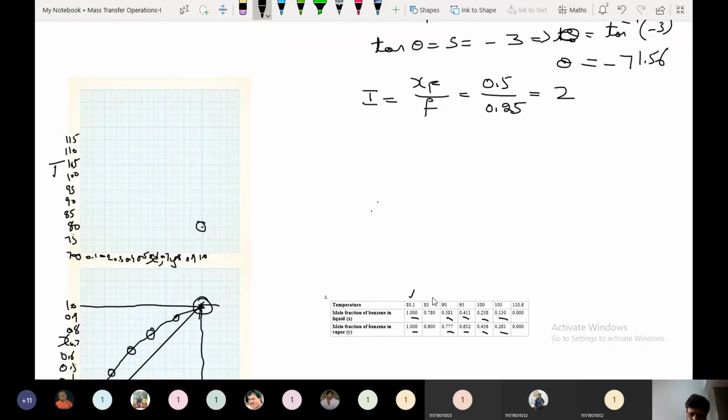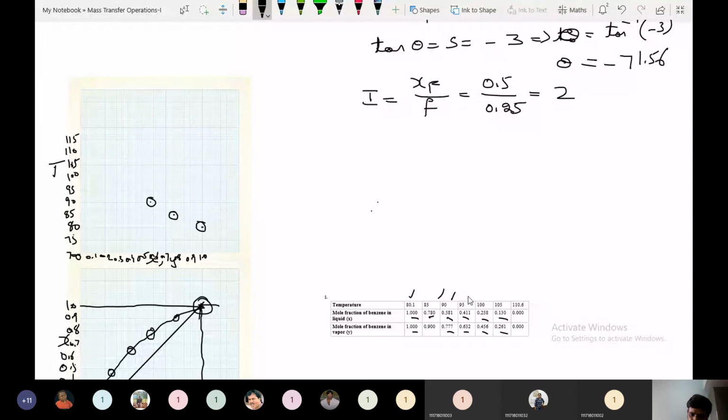And the next point is 85 and 0.78. So 0.78 will be coming here. And the next point is 90 and 0.581. So it will be coming around here.